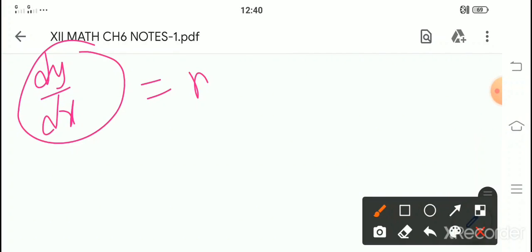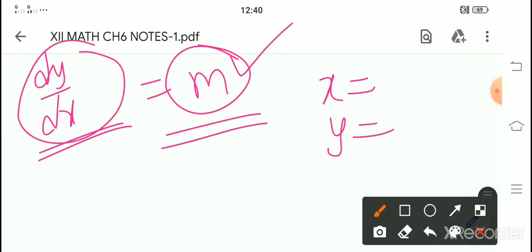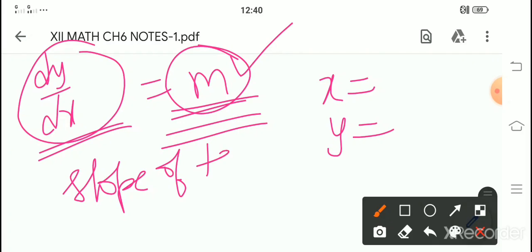When you get dy by dx as some answer m, in that you have to substitute the x and y values if the variables are present in the dy by dx. After substituting only, you can take it as m, which is called the slope of the tangent.